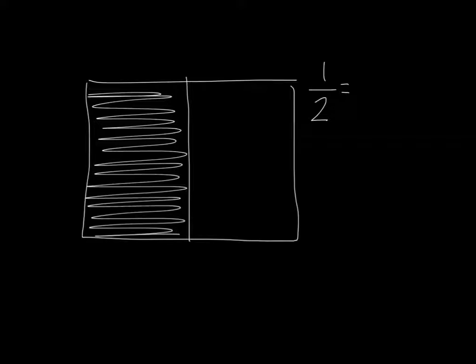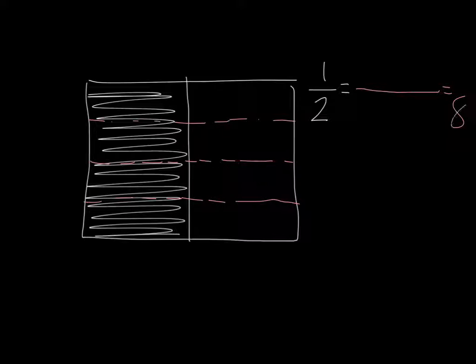Here I'm starting with the fraction 1/2. Now I'm going to take that fraction, I'm going to break it across here. Now I have 4 equal parts. I'm going to break it up even more. So now I have a total of 8 equal parts. But what I want to know is how can I use multiplication to get from 1/2 to an equivalent fraction in eighths.